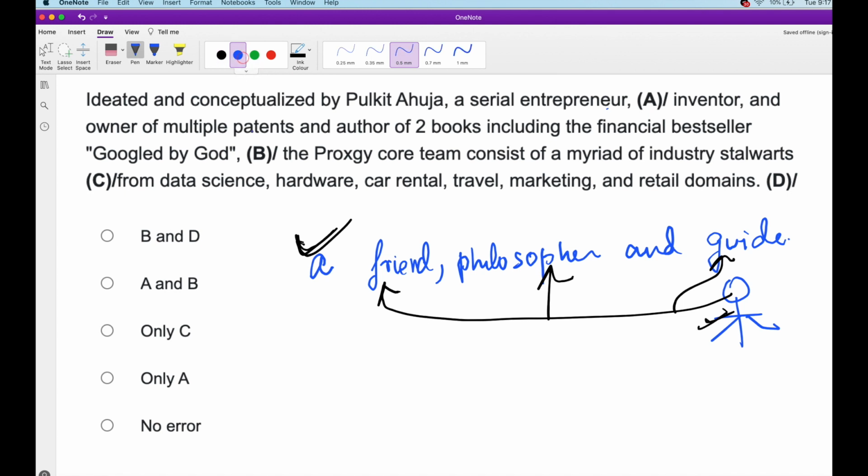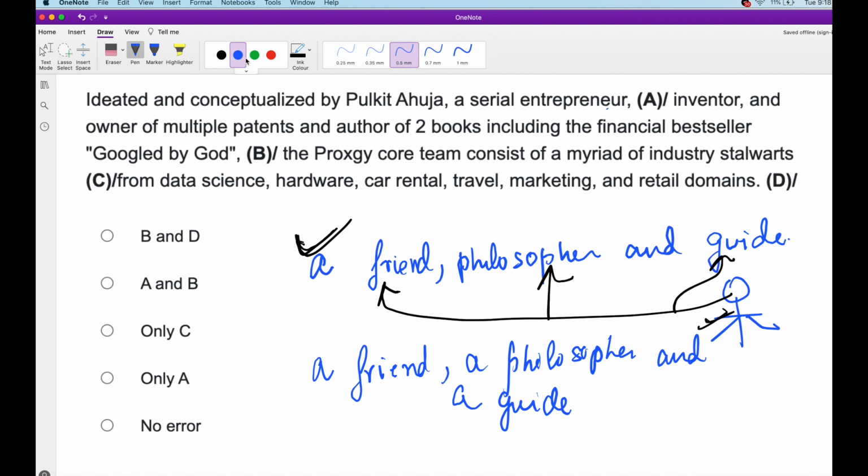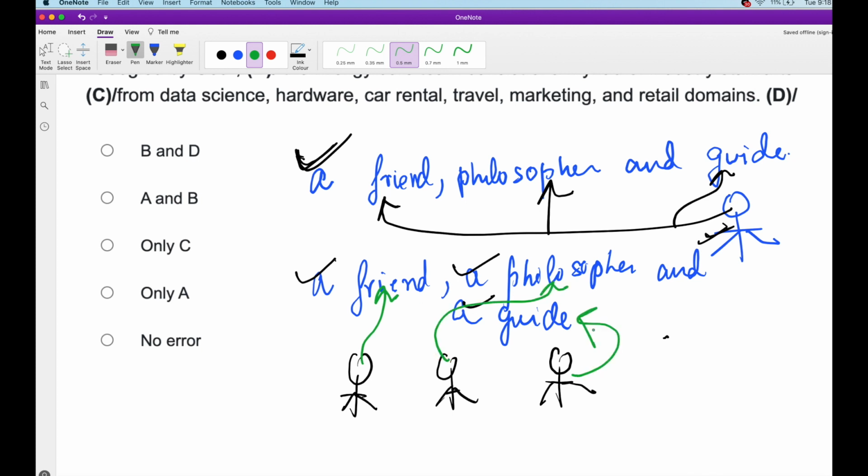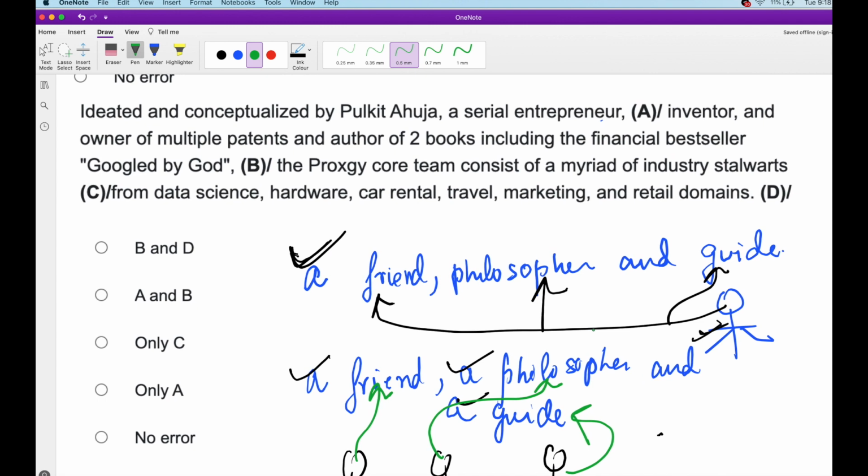Now if I say a friend, a philosopher, and a guide, how many times am I using article? 3 times. This means I'm referring to 3 different people. Okay, 3 different people. 1, 2, 3. This person is my friend, this person is my philosopher, and this person is my guide. Okay, so you may find the videos to be short, number of questions to be not many, but believe me, in these short videos I'm going to give you all the important rules that you need in your examination. Okay, so please follow the videos.